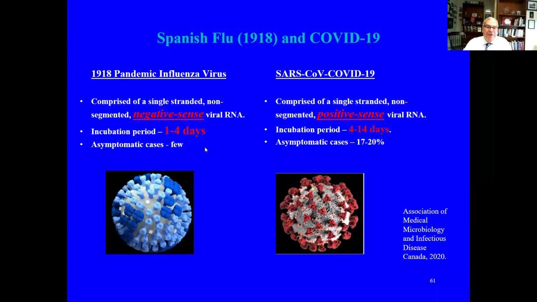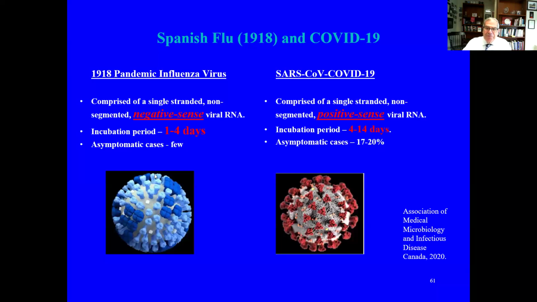The incubation period for the 1918 influenza virus is 1 to 4 days. Very, very short. Boy, you're contagious after a short period. The incubation period for COVID was 4 to 14 days. Much longer period of time, bigger type of impact, and this makes a big difference.